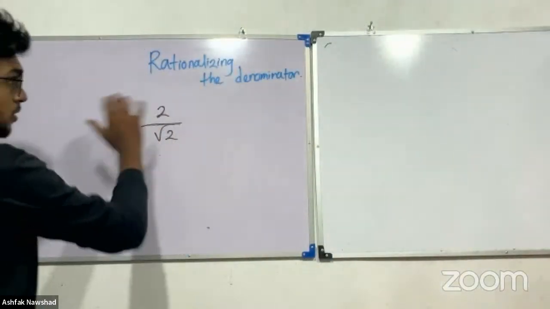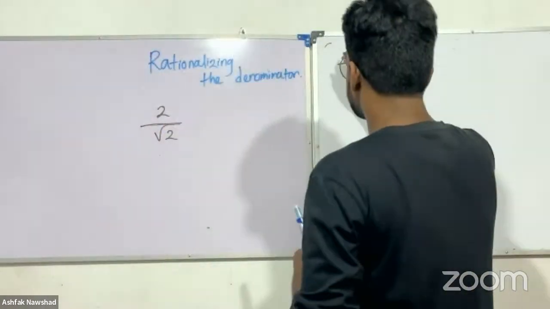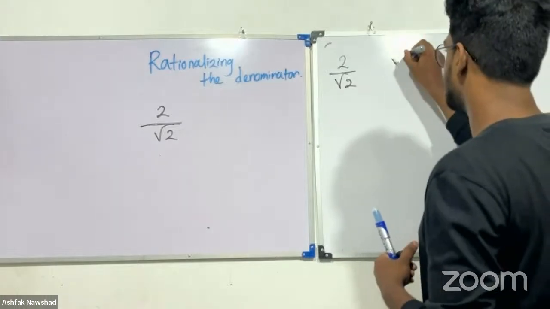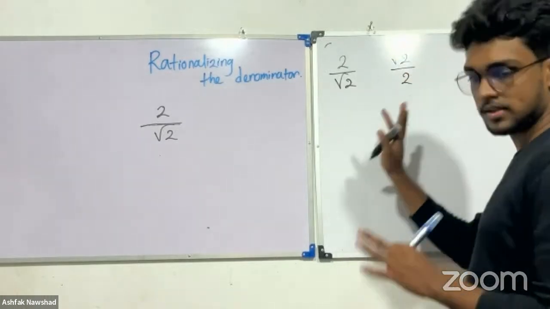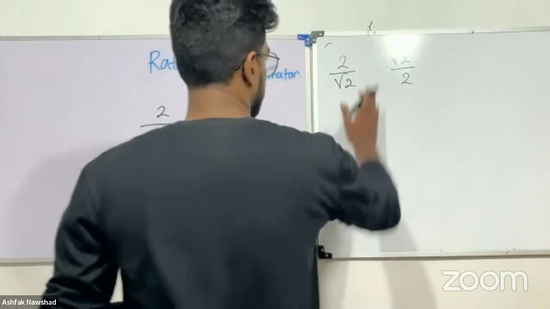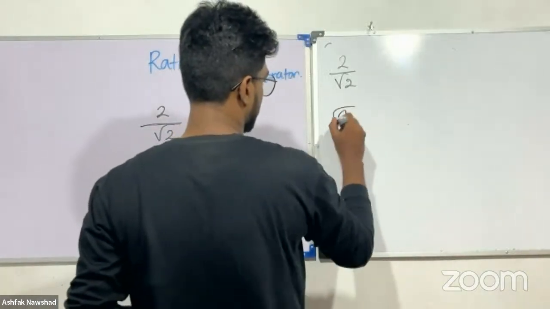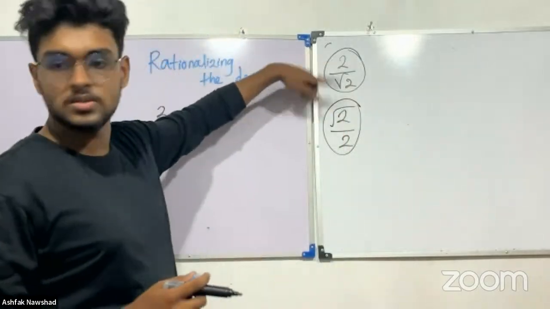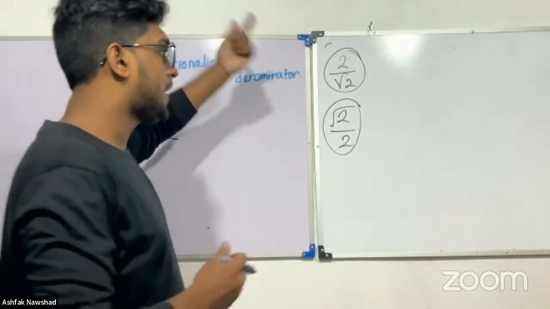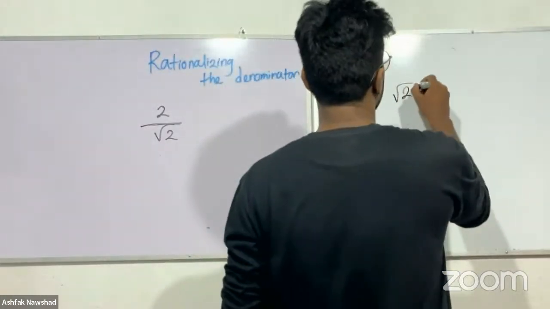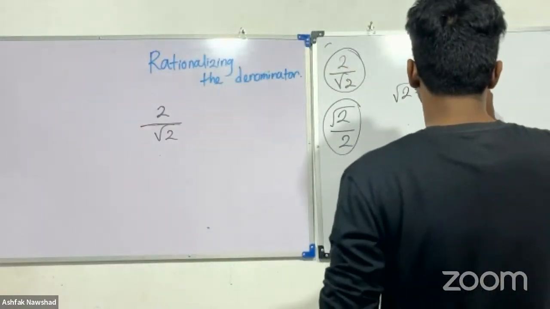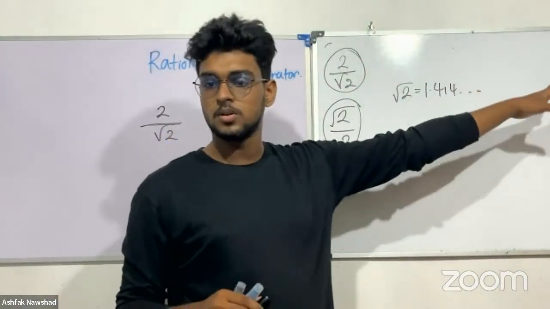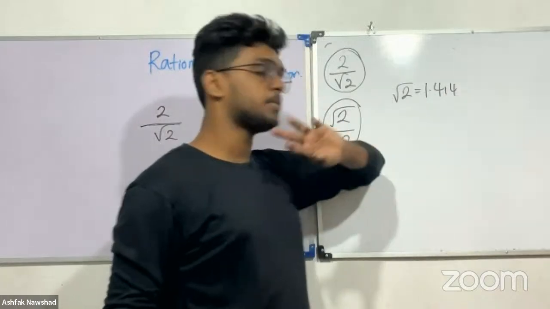Before moving on to this, I'm going to ask you a question. There's a fraction like this, and there's a fraction like this. So this is one fraction, and this is another fraction. You can see those are not the same fraction. And I'll give you the value of root 2. The value of root 2 is nearly 1.414. We know this doesn't end, it keeps on going, so I just stop at 1.414.